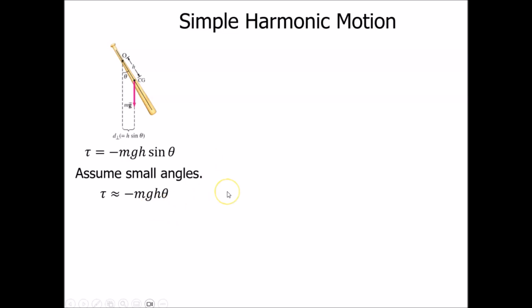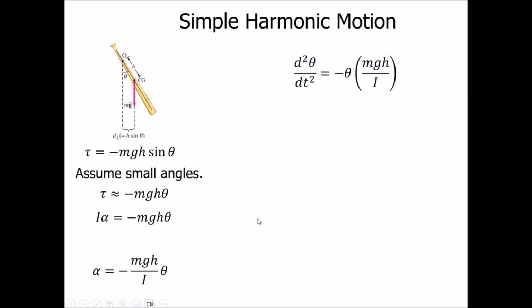Well, this is Hookean because it's directly proportional to the displacement, in this case theta. Torque is also equal to I alpha. So now solving this for alpha, I get alpha is equal to negative mgh over I times theta. Alpha is really the second derivative of theta with respect to time. Okay, well, what function where I take the second derivative gives me the negative of the function? Well, that would be cosine or sine. So let's say theta(t) is equal to A times a generic cosine function.